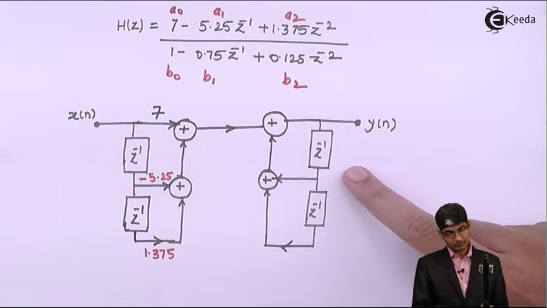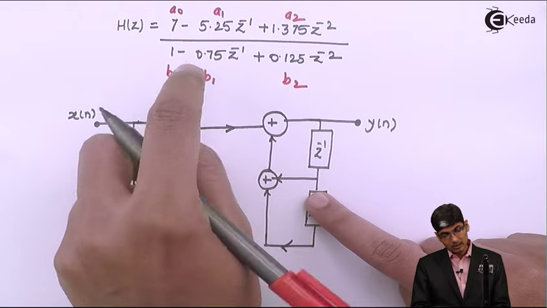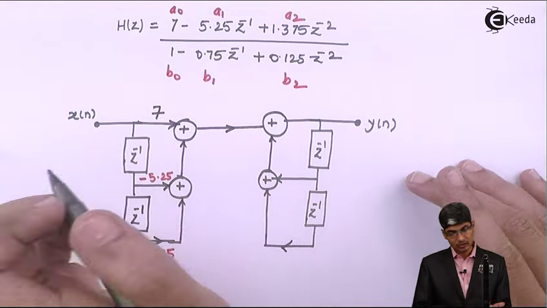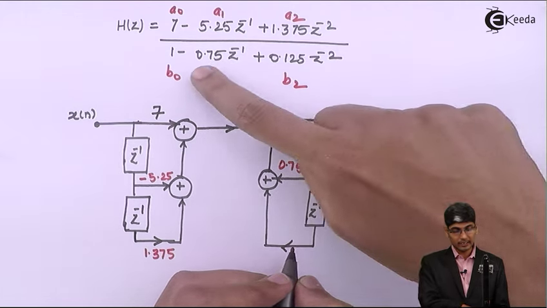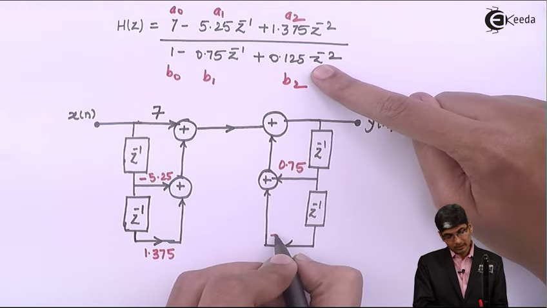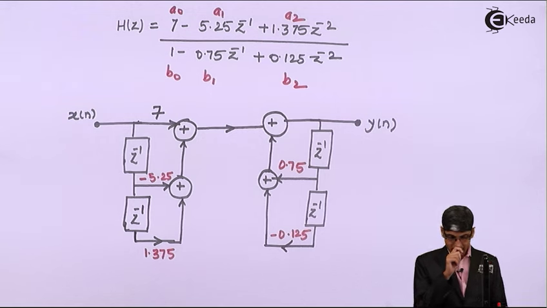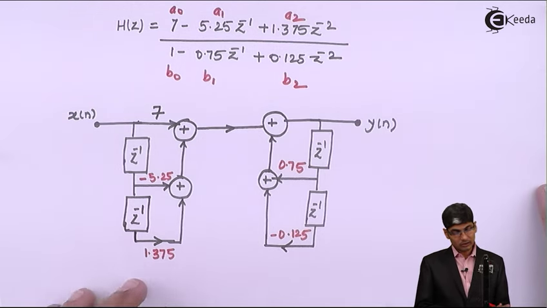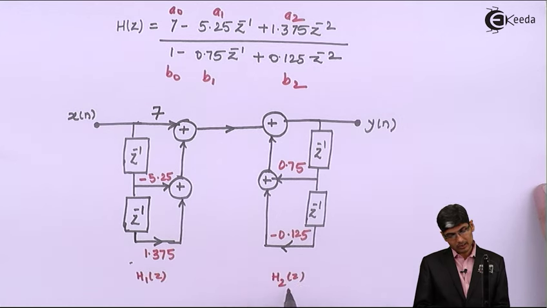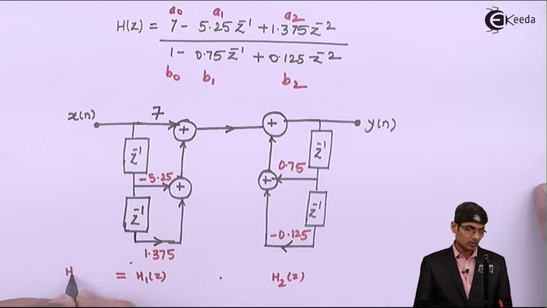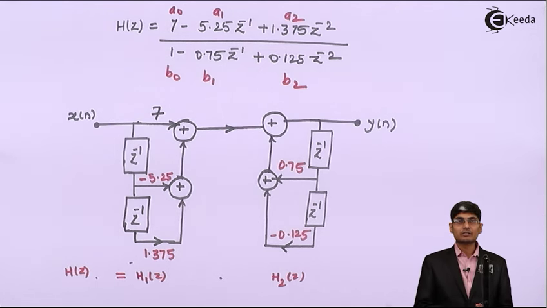Then over here I will have b0 going ahead, then b1 is minus 0.75. I need to flip the signs. So here it will be plus 0.75, that is my b1. I have to flip the sign, negative becomes positive, and here positive will become negative, so it will be minus 0.125, and that will come as the feedback path. So this is the overall structure. So this becomes my H1 of Z, this becomes my H2 of Z, the product of which will give me H of Z. So this is what a direct form 1 structure is all about.